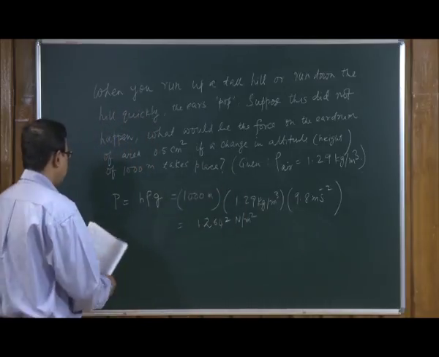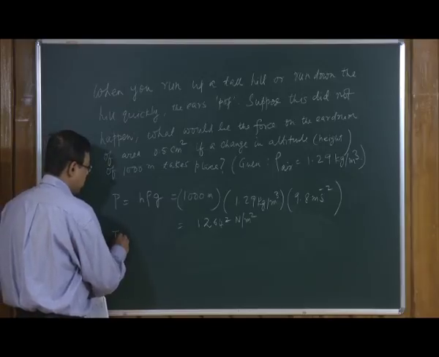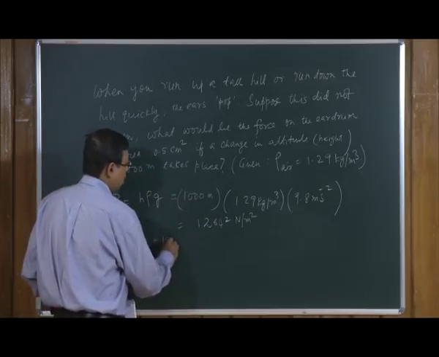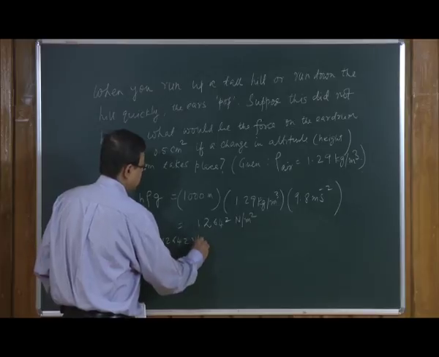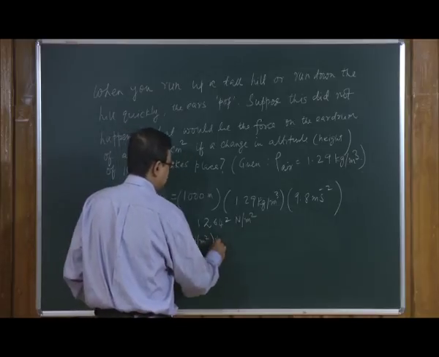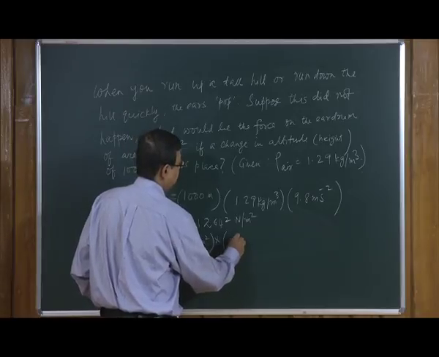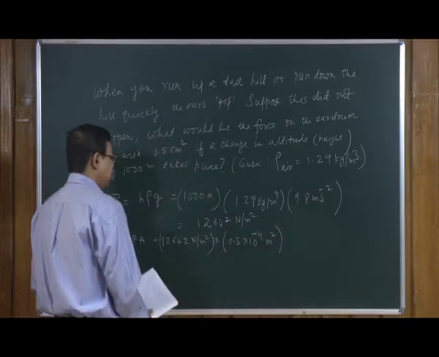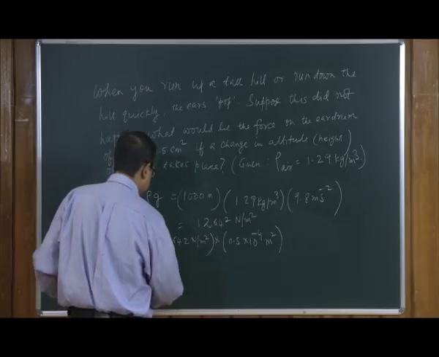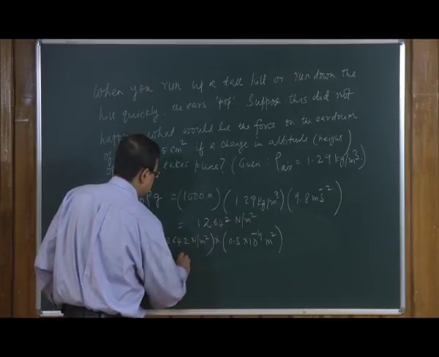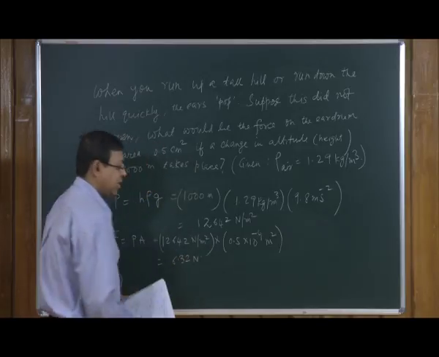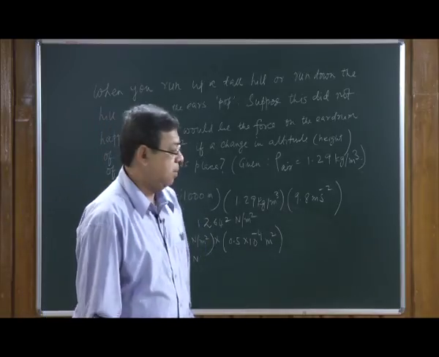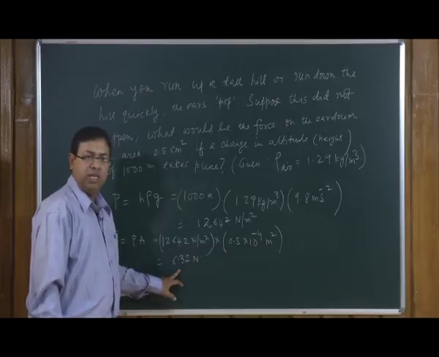Because of this pressure, there is going to be a force which is equal to the pressure multiplied by the area, which is 12642 Newton per meter square, and you multiply it by 0.5 into 10 to the power minus 4 meter square. So, the meter square will cancel and this becomes equal to 6.32 Newton. So, this 6.32 Newton is a force that is exerted on the ear.